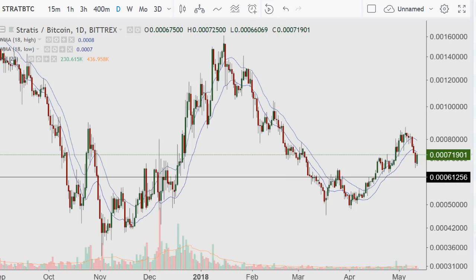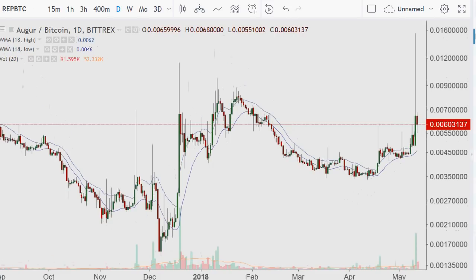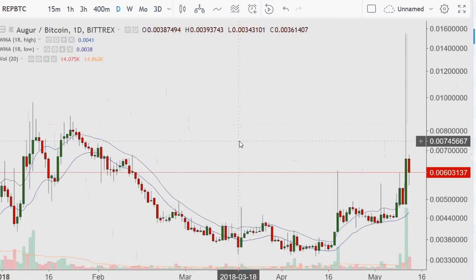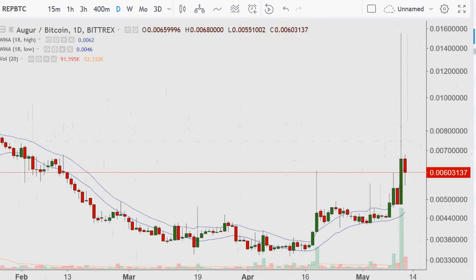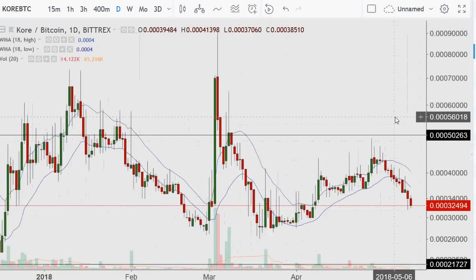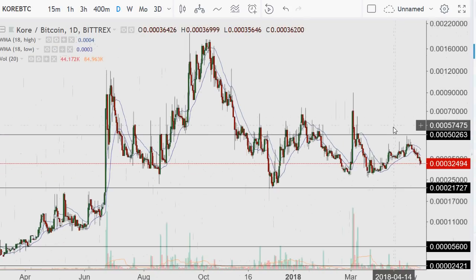Okay, I'm just going to take a look at the biggest loser, REP. Augur. That was just an amazing move that it had. Core is another one of the big losers, but just chopping up and down, and that's basically what I'm looking for. That's why I like to play Core.